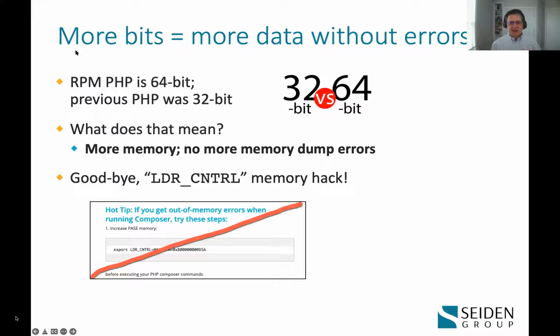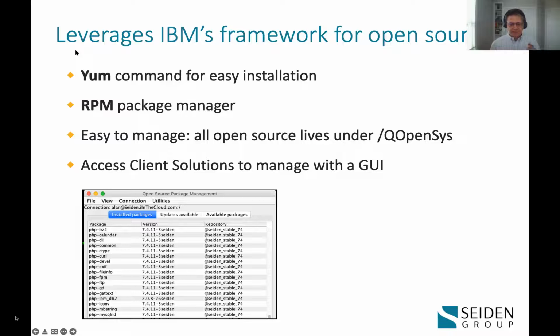The newer generation of PHP is faster. It's 64-bit. Previous PHP is 32-bit. You don't have to use hacks to get enough memory. It just naturally has it. And you're taking full advantage of the 64-bit IBM i architecture as well. So it's really good, faster.